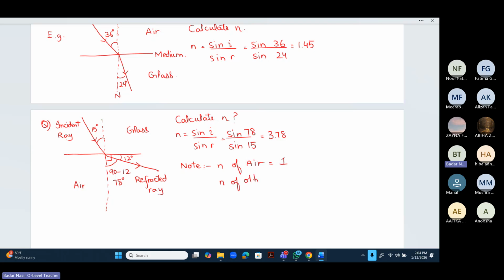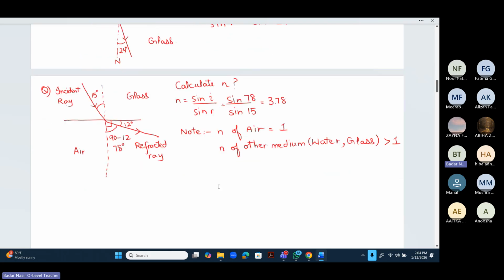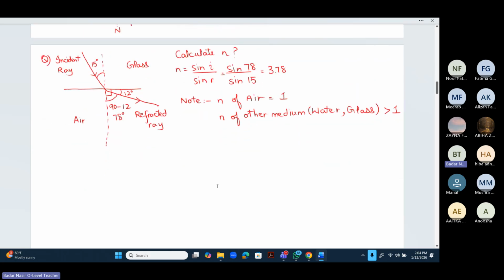Other mediums, we can either have water or we can have glass. So their refractive index values should be greater than 1. Okay, so this is an important point that we need to remember. One more question we'll discuss, and then we'll move on to designing an experiment for refractive index. So we have another question.